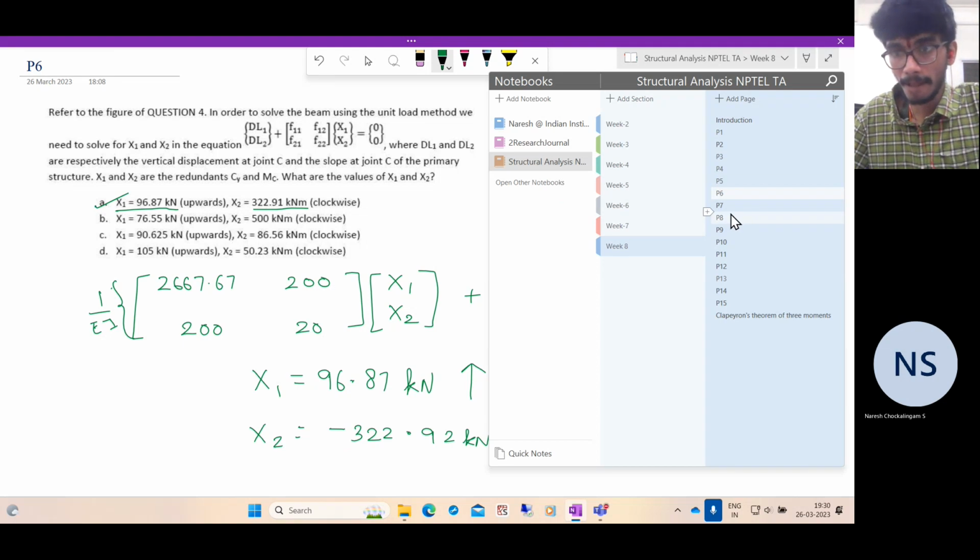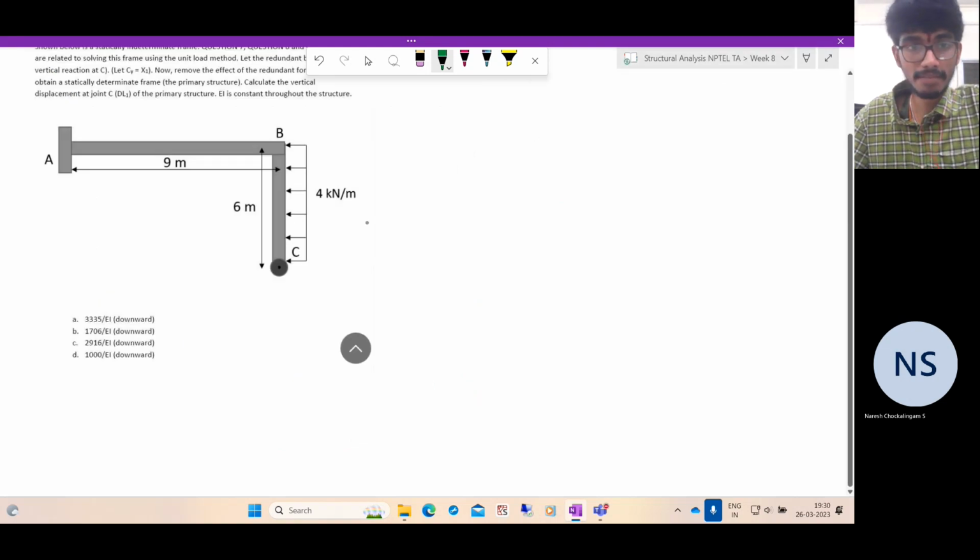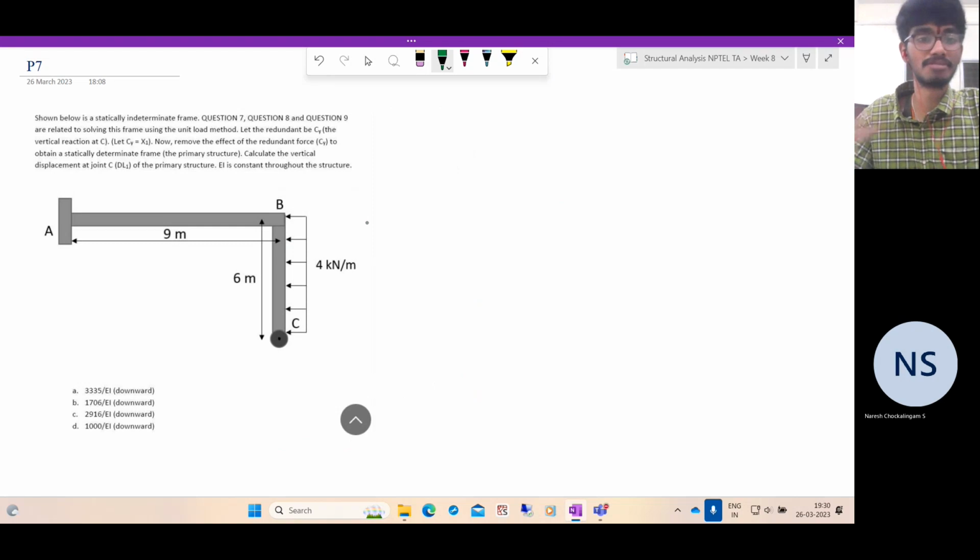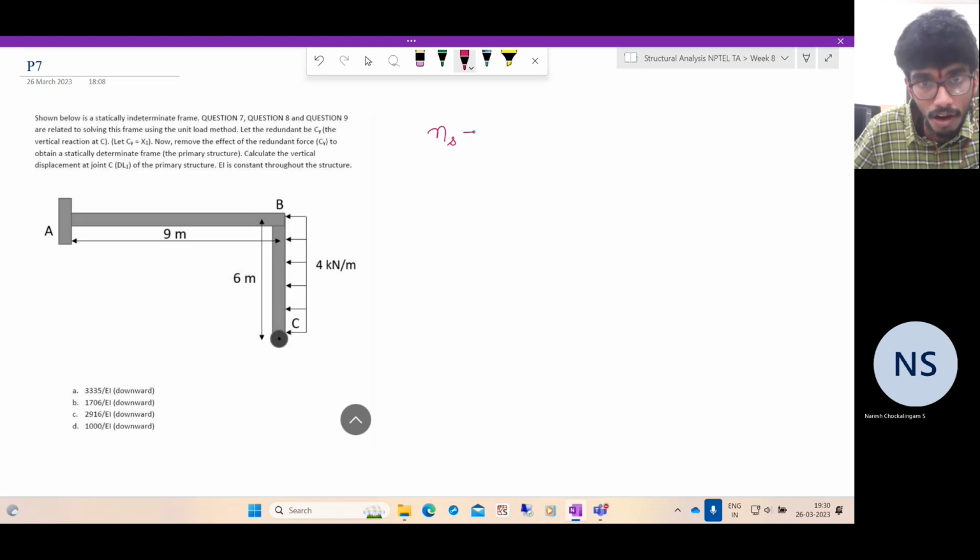Go to the next problem. So we have seen beams, and now what we have is a frame structure. But the concepts are exactly the same. So we are given a statically indeterminate frame. As usual, the first step is to determine the degree of static indeterminacy. How many unknown reactions we have? We have 3 and 1. So we have 4 unknown reactions and 3 equations of equilibrium. So it is just 1. So finally, we'll just get a scalar equation to solve for.